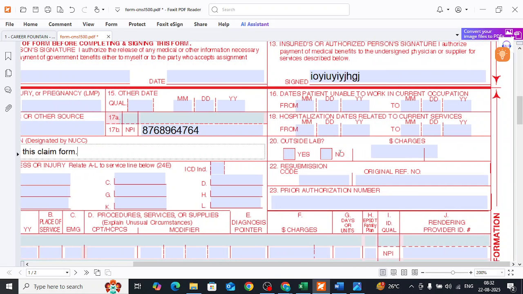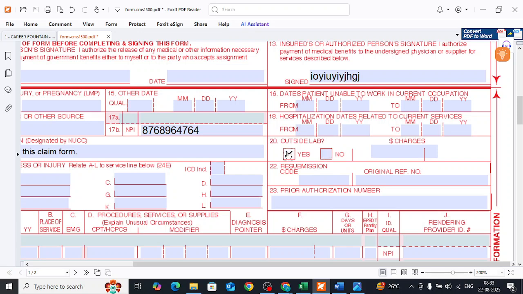Box number 20 is for the outside lab. What is meant by lab? The pathology or the radiology lab. It's not mandatory that in our hospital the facilities are always available. If the hospital is big, then most of the time the pathology and the radiology labs are available. Then that time it will be mentioned as no, if in our hospital itself the lab is available.